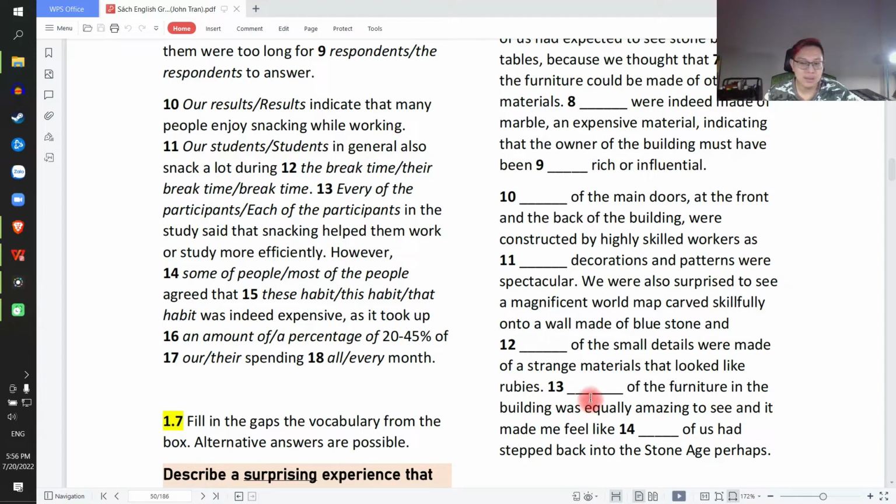13. Most or all of the furniture in the buildings was equally amazing to see. Phần đông hoặc là tất cả những cái đồ nội thất trong tòa nhà cũng tuyệt diệu như vậy để mà nhìn thấy. And it made me feel like all of us had stepped back into the Stone Age perhaps. Và nó làm cho tôi cảm thấy như là tất cả chúng tôi đã quay về cái thời kỳ đồ đá vậy đó. Chắc là thời kỳ đồ đá đó. Okay, all of us had stepped back into the Stone Age perhaps.